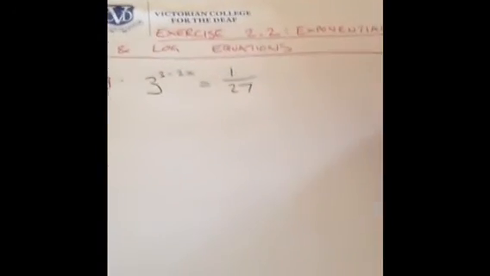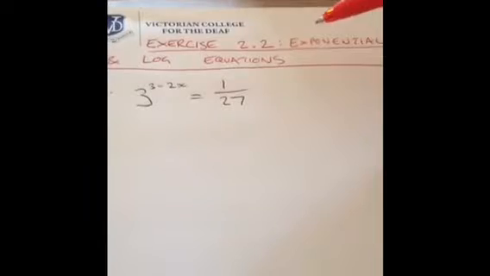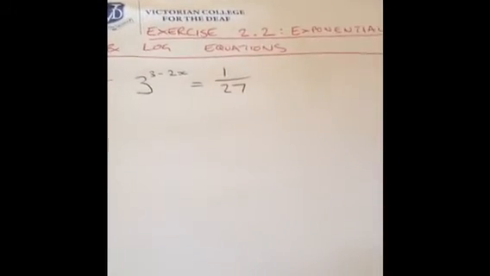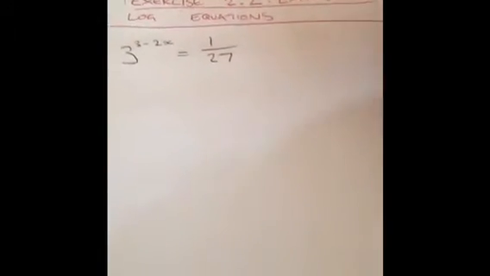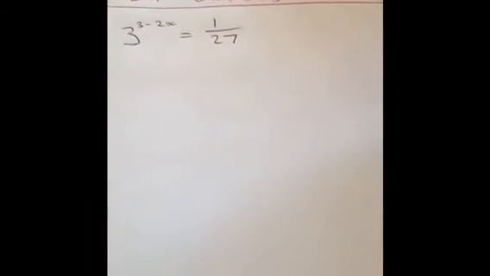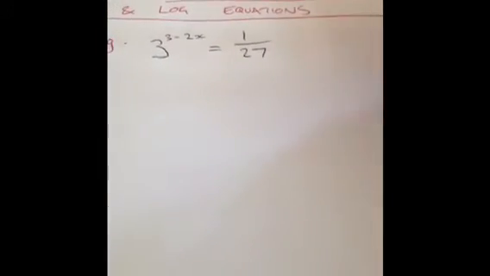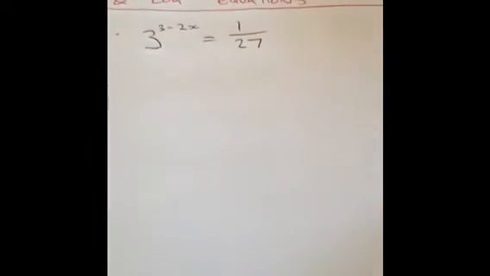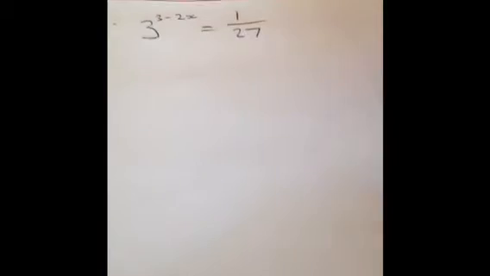Okay guys, so we're now starting exponential and log equations. So we're looking at solving equations where x is in the power or as part of a logarithm. In this particular example, where we've got 3 to the power of 3 minus 2x equal to 1 over 27, we need to express both sides of the equation with the same base number. In this case it's going to be 3.